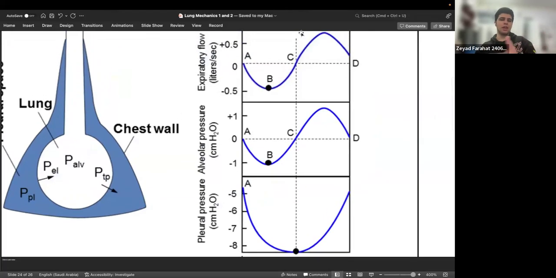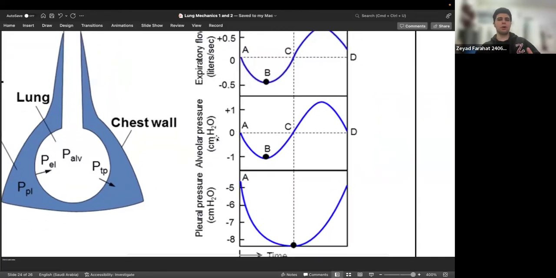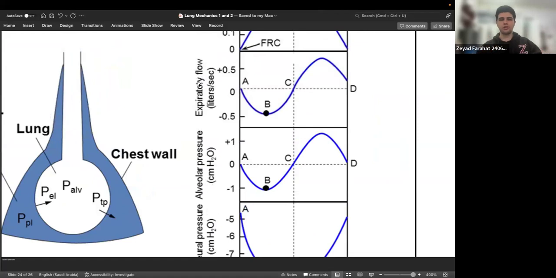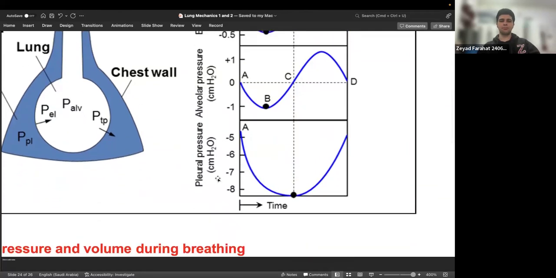It's basically the same curve as the expiratory flow, but for the pressure. So again, the really important concept: flow is tied to pressure. This is really important in ventilation later on. Flow is tied to pressure. So the pressure curve is the same as the expiratory flow curve.